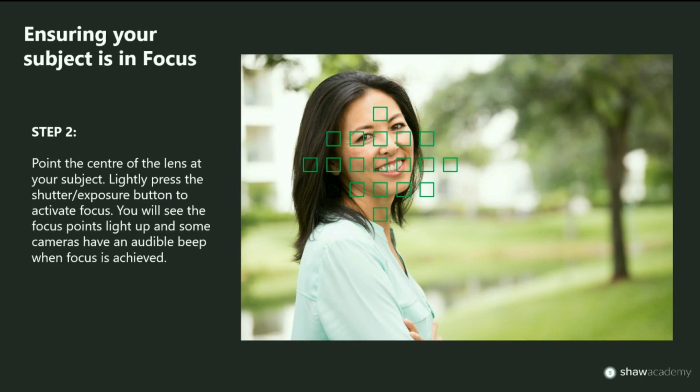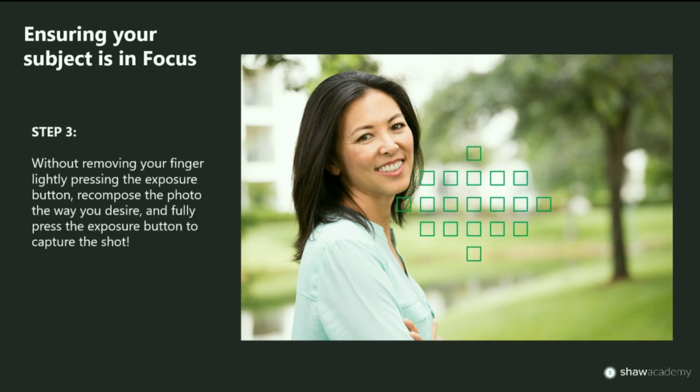You're going to see those focus points light up, and as I said, you're going to hear an audible beep, or you're going to see something flash up in the viewfinder to let you know that focus has been found. We then recompose the photograph without removing our finger. We're still lightly pressing the exposure button. We recompose the photograph, and we then take the photograph as desired. So as long as you keep your exposure button lightly pressed after you have focused, it will lock the focus.